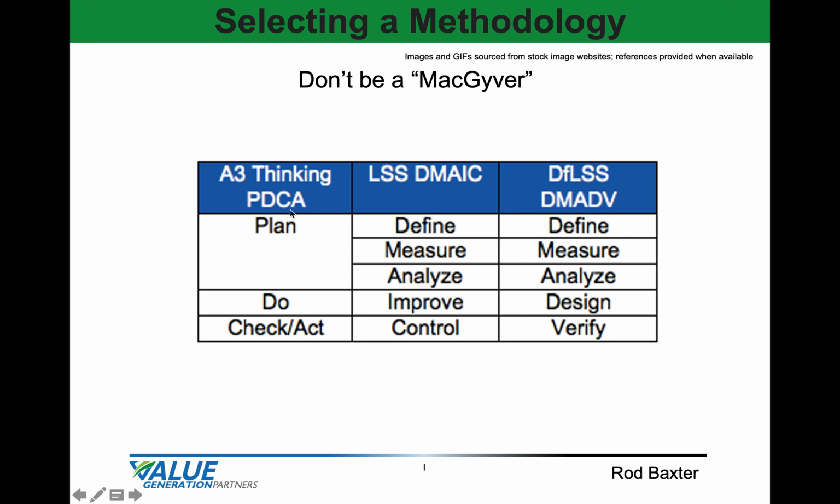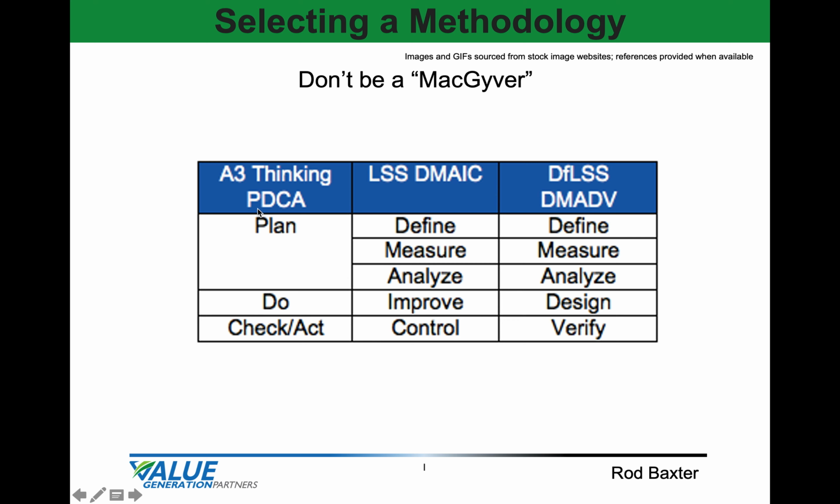A3 thinking, plan, do, check, act. Lean Six Sigma DMAIC, define, measure, analyze, improve, and control. And design for Lean Six Sigma DMADV, define, measure, analyze, design, and verify. So we'll talk about these at a very high level. But let's start with aligning these methodologies.